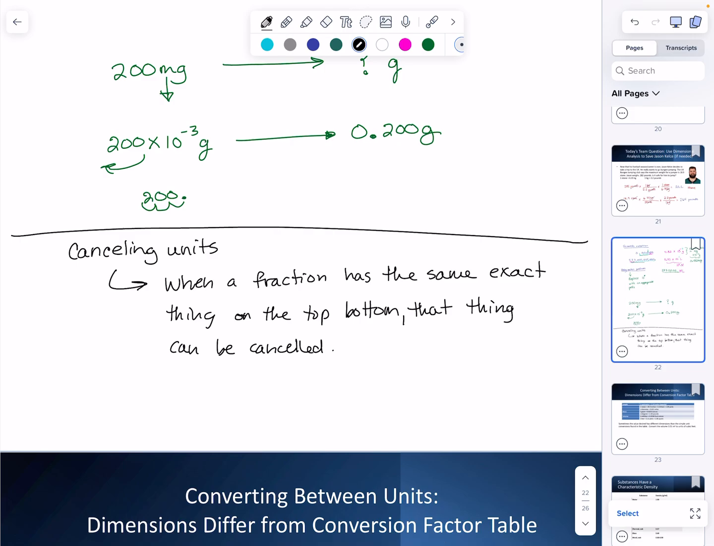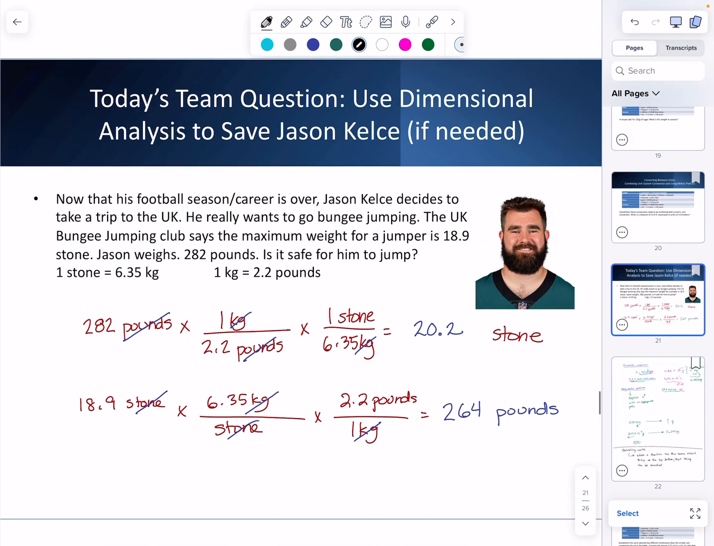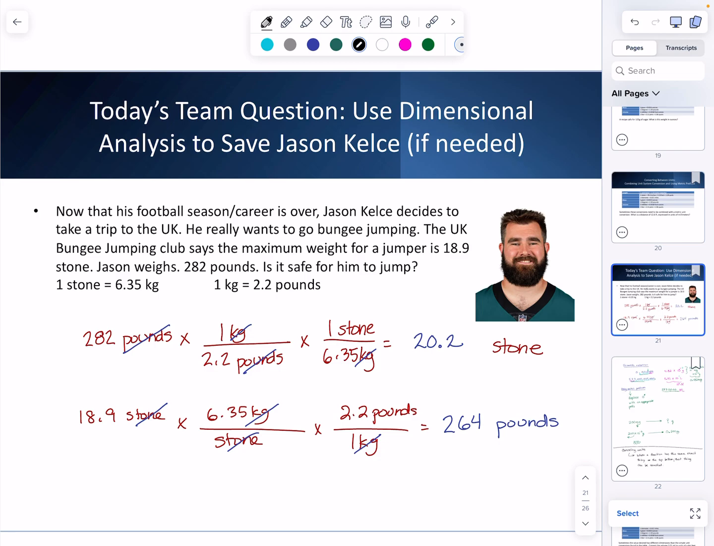So if we go up here and we look at our team question from last class, okay? We were doing this process of converting one unit to another. What I've shown up here is I show myself crossing out the units, but let's say I didn't cross out the units and I just multiplied this thing by this thing by this thing. If I multiply these things, what units would my final number have?